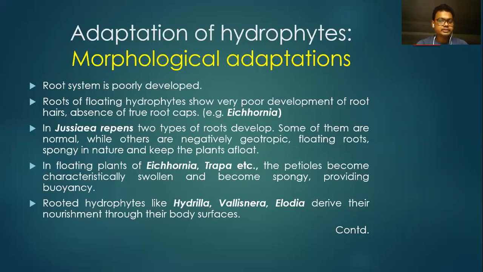Next, in the case of Hydrilla, Vallisneria and Elodea, their nourishment takes place through the body surface. This one is also important. Interestingly, they absorb nutrients, minerals as well as water from their surface area, as there is contact between the water and their body surface. From the water and body surface, they absorb water as well as minerals.